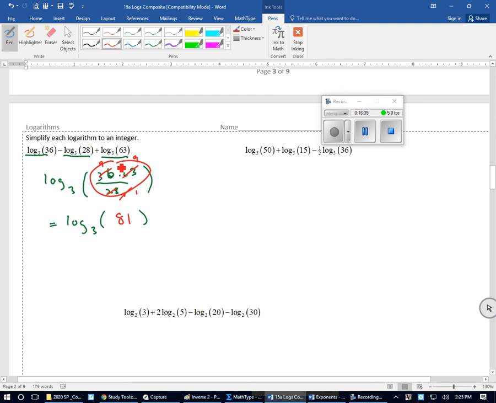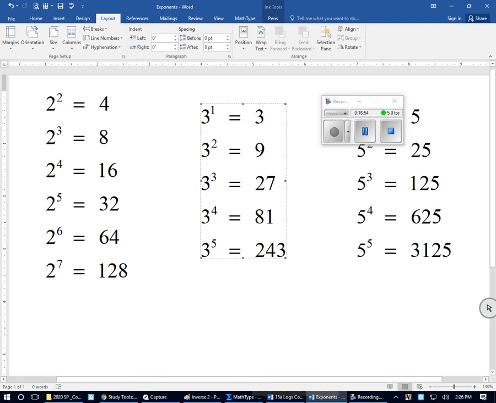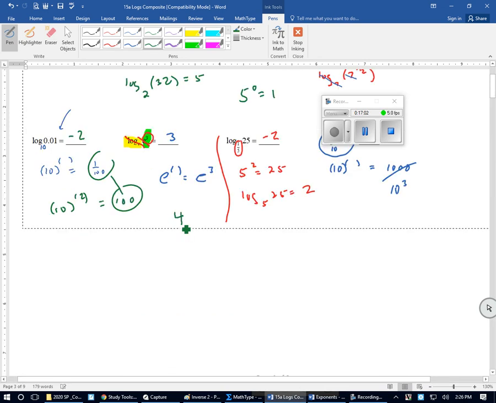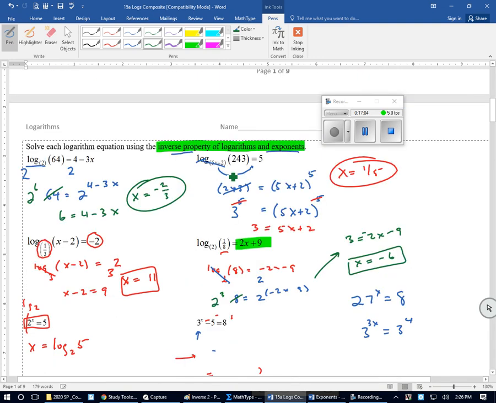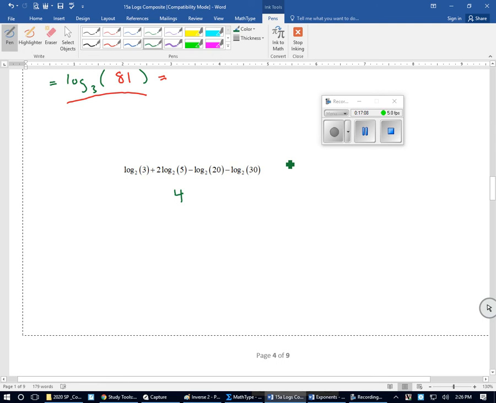So, looking back on our sheet, this says the exponent on 3 that gives me 81, and I want an integer. Right there in the middle, the exponent on 3 that gives me 81 is 4.